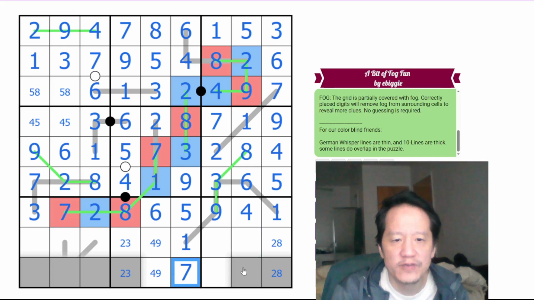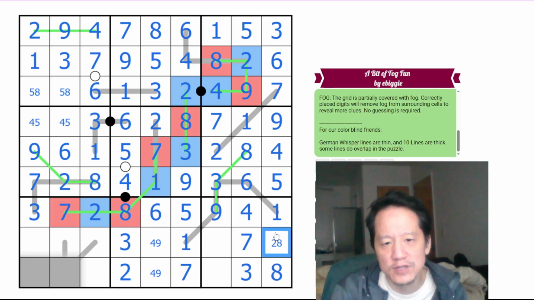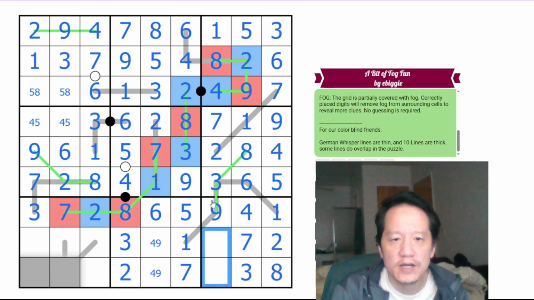But this can't be 7 because of that 7. So this must be 3, which makes that a 7. This 3 eliminates that 3. So this must be 2 and 3. This 2 eliminates that 2. So that's 8 and 2. Now we have 5 and 6 remaining here in column 7.